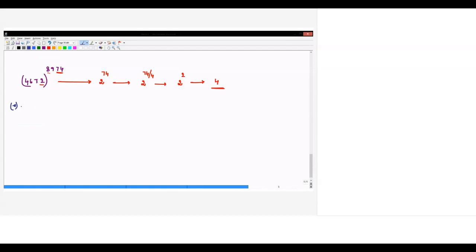So first, take the unit digit of the base and the last two digits of the power.